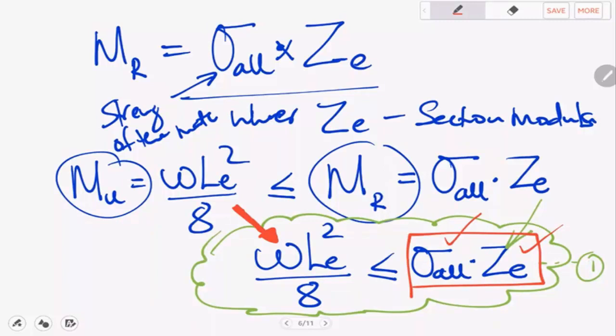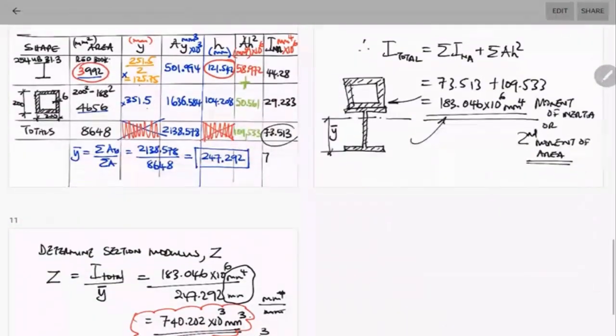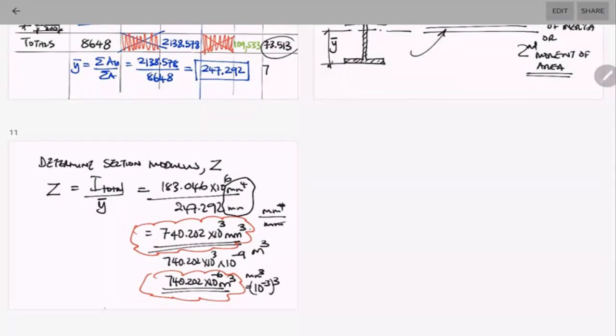Then we are told that the span is 5 meters. Therefore, the only unknown becomes the uniformly distributed load. Okay. So now let's go to the next step.